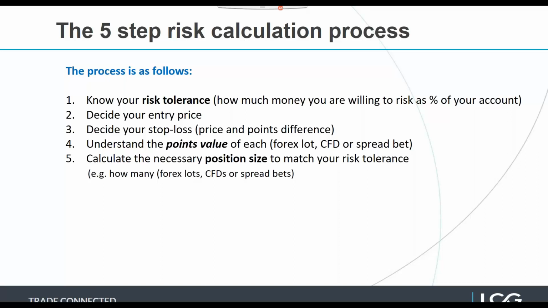And then the 5th and final point is calculating the necessary position size to match your risk tolerance. This is what it's all about: knowing how many points you're willing to risk on the trade, deciding I want to buy here and I want to sell here if it goes wrong, and just knowing how big I can trade so that if it does go wrong, it's just that 2% of my account. That's the crux of what we're trying to do here.